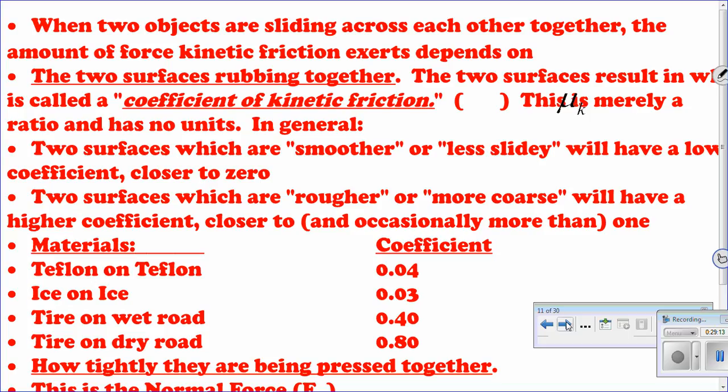So, this is basically the same slide you just had a minute ago for static friction. Again, my formatting got a little mixed up. If two objects are sliding across each other, the amount of force kinetic friction can exert depends on the two surfaces. So again, you get a coefficient of kinetic friction. The big thing to notice here is, in general, this should be more again. I can't believe nobody caught that in my honors classes.